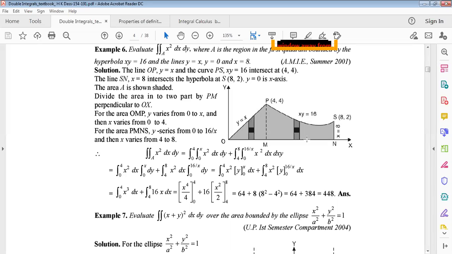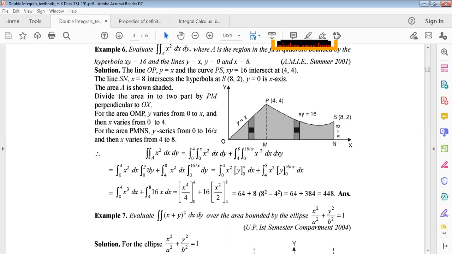Then on this whole curve, y equals 16 by x. This is why y varies up to 16 by x, and the function is x square dx dy. Now for the first portion, 0 to 4 is the dx part and this is the dy part. For the second portion, 4 to 8 is the dx part and this is the dy part. Just separating.